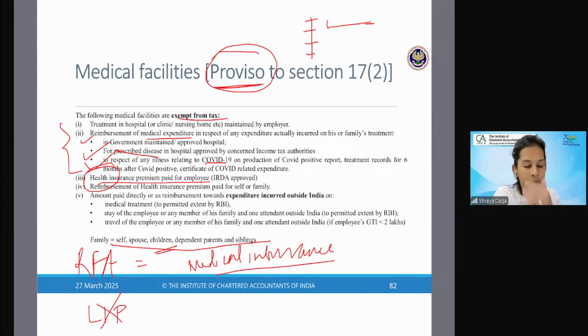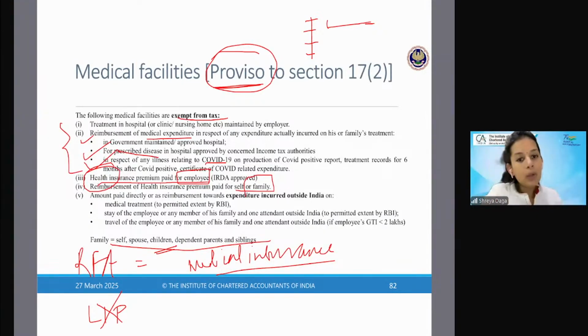Then reimbursement of health insurance premium paid for self or family. So either they pay directly for you or you pay and they pay you back. It's the same thing. But if they pay directly for you, it is exempt only if they pay for you. But if they reimburse to you, then it is okay. Even okay if they reimburse for family. So exemption is available only if they pay for you, but if they reimburse, then exemption is also available if they reimburse for family.